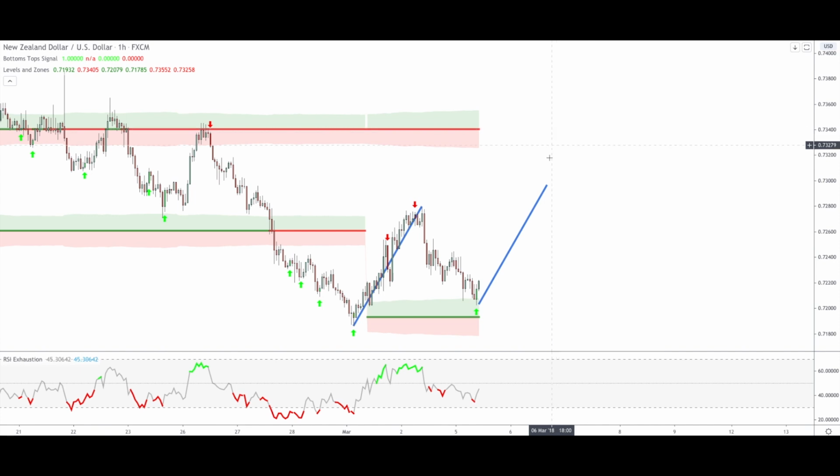But since we want to trade according to the rules, and today we want to stick to the rules 100%, we will aim for this level here. In this way we will maximize our chances of being correct. Of course, we need to check a few conditions. So the first one is to have a bottom.